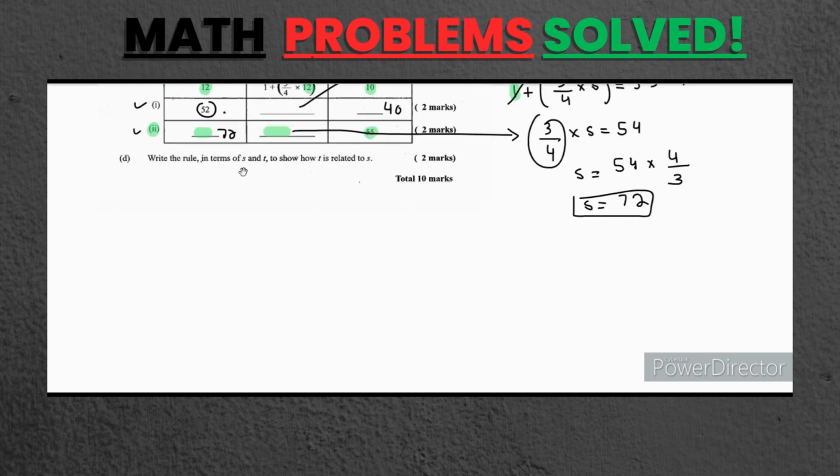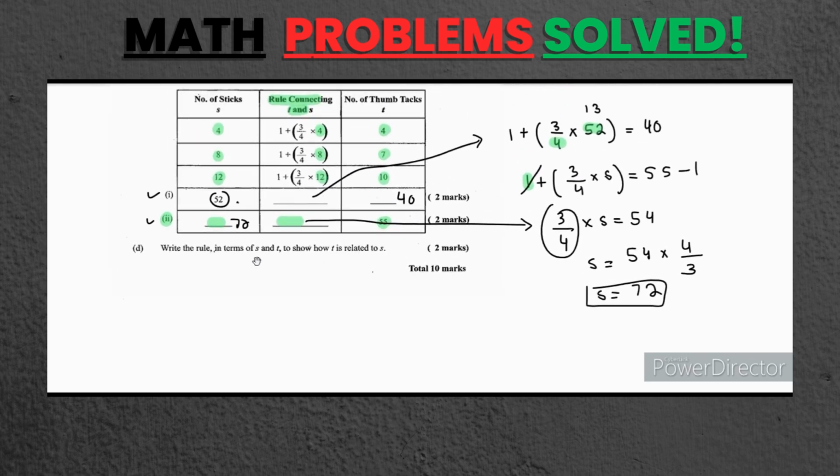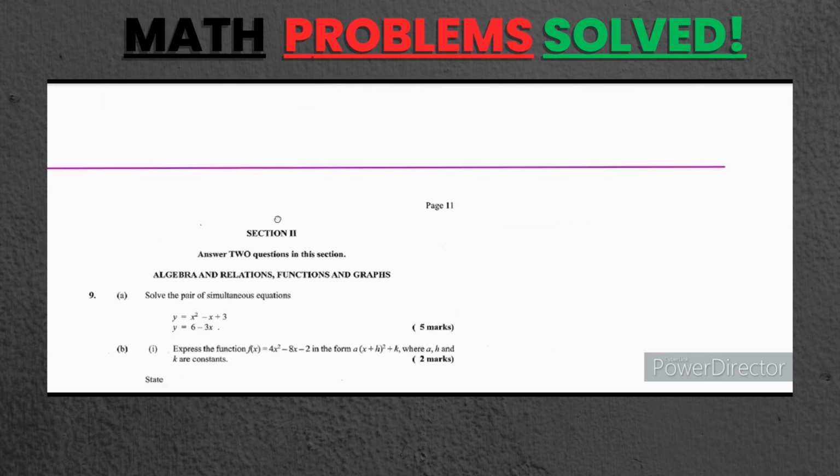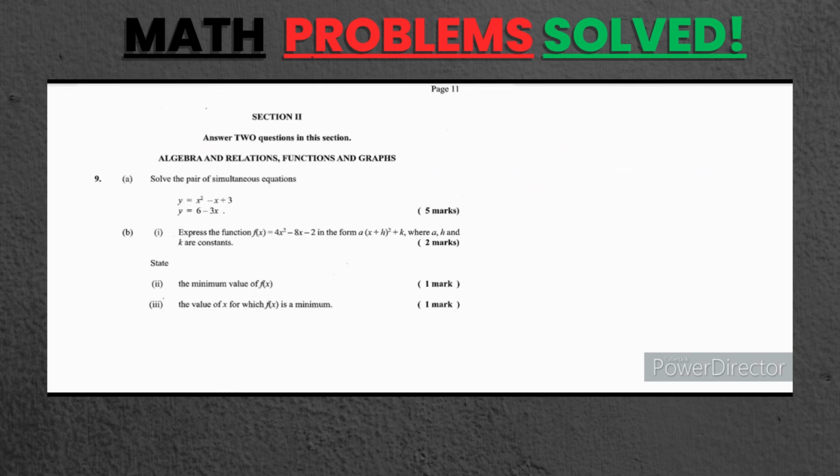Write the rule in terms of S and T. So we have to write the rule here. In the rule here you can see 1 and 3 over 4 are same, right? 1 plus 3 over 4. Then this is changing according to the value of S, so we will write S here. And when we simplify it, we get the value of T. So this is the rule which relates S and T, right? Then we will move to the next question.